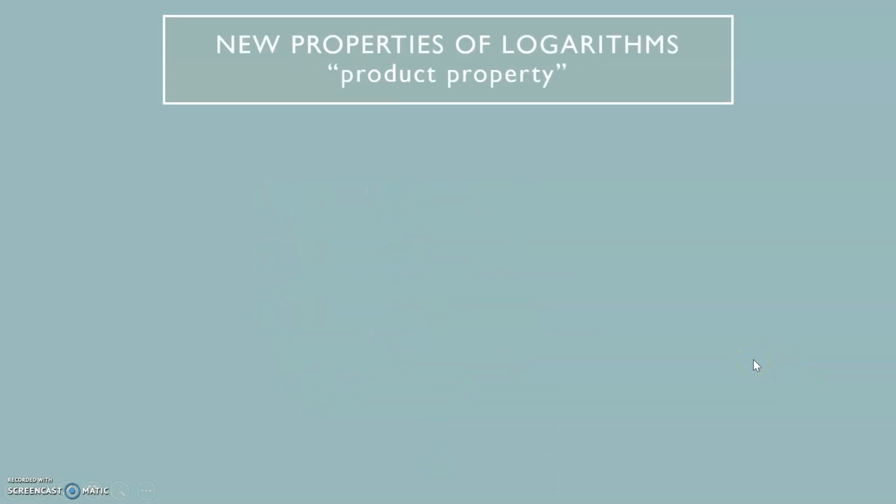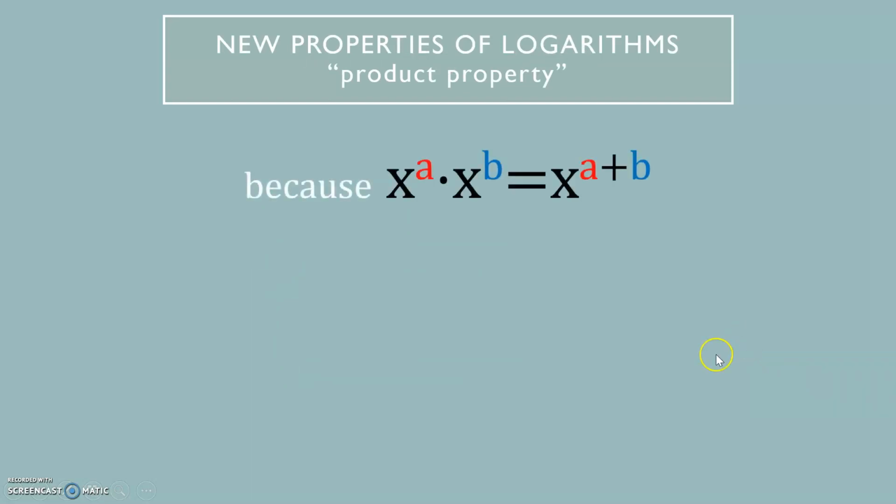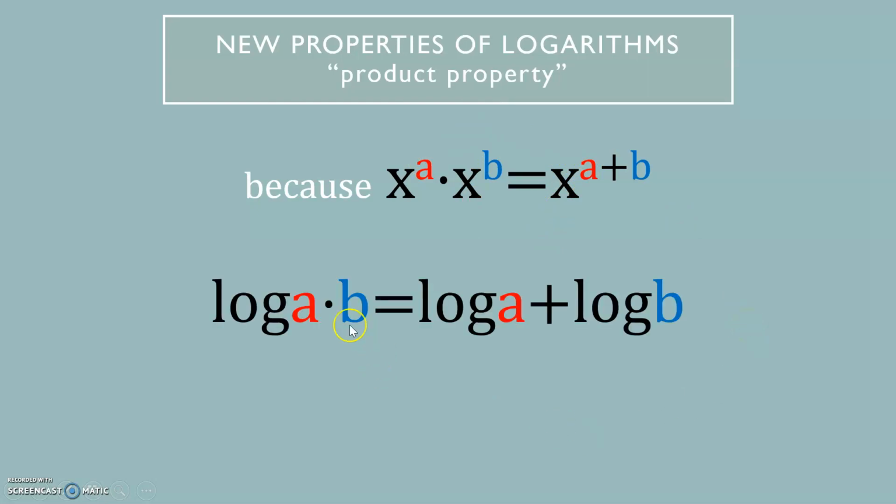We're going to look at some additional properties. They are based on properties of exponents. This property of exponents, we are multiplying like bases. The property or rule is to keep the base and add the exponents. So, based on that, we have a log property, where in the argument, if you have a product, you can expand by adding the exponents.